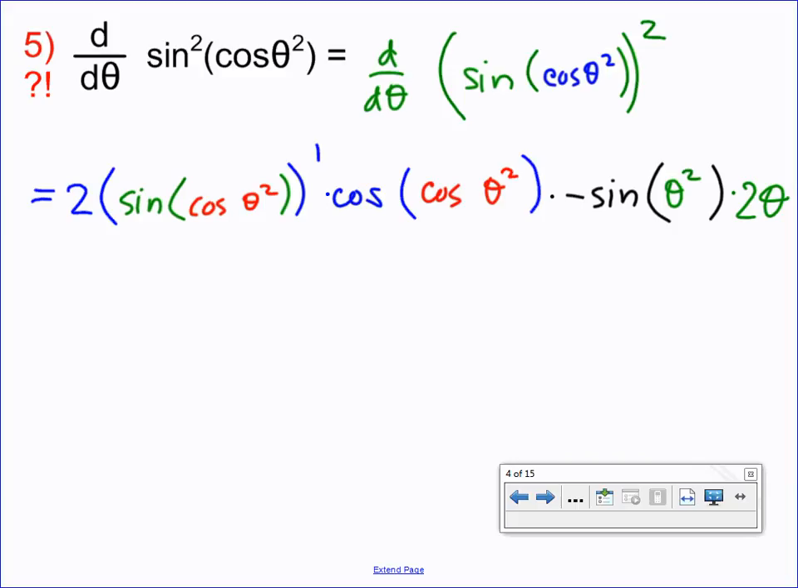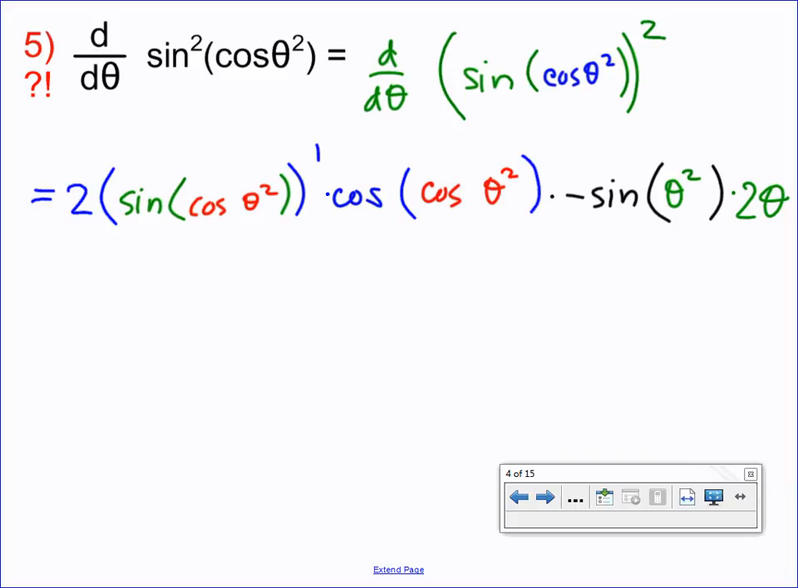So here we go. The derivative of squaring is exponent times the base raised to 1 less times the derivative of the inner function. Sine differentiates to cosine with the angle, with the input, times the derivative of the inner function. Cosine differentiates to opposite of sine with the input. Then, times the derivative of the inner function is finally down to the derivative of theta squared with respect to theta, which is 2 theta.